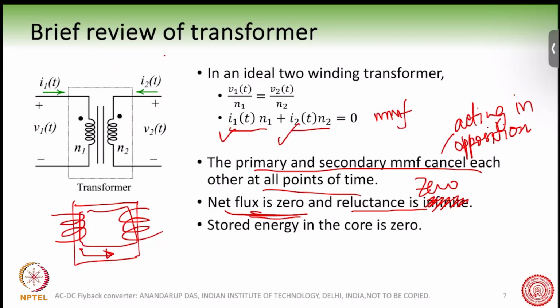So we will basically need infinitely small flux for the energy to transfer from primary to secondary. So since the flux is zero, therefore energy in the core is also zero, right? There's no flux actually in an ideal transformer, or very small flux. Okay. So this happens in an ideal transformer, right?